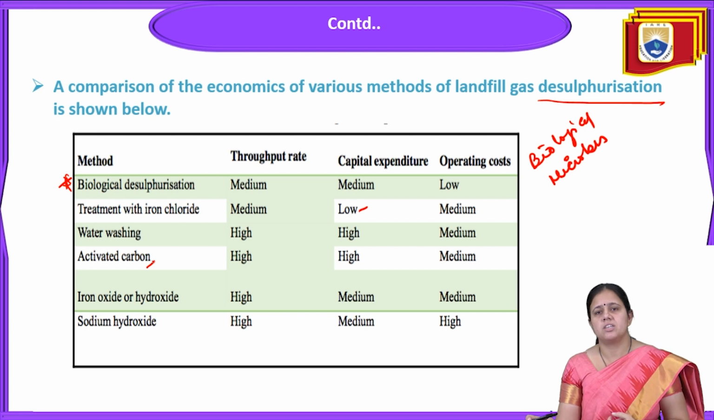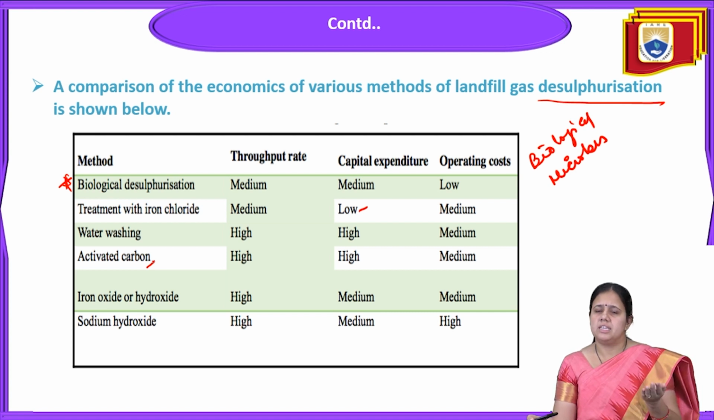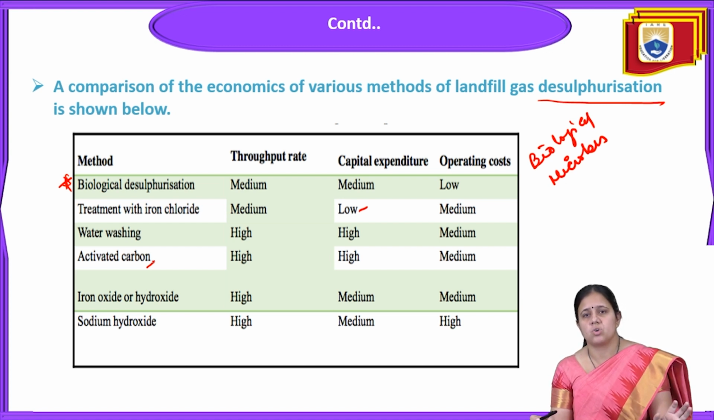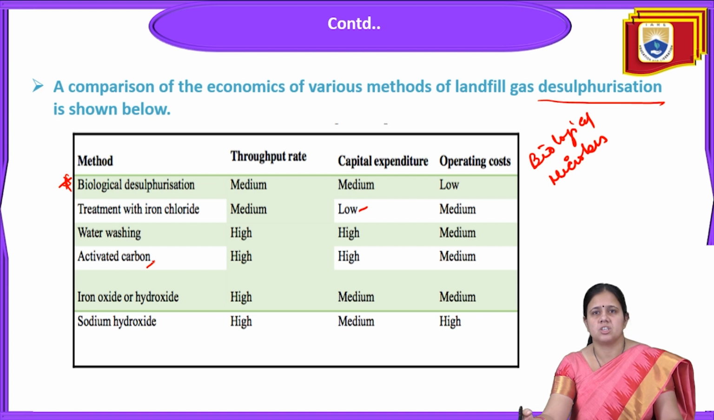In case of iron oxide or some hydroxides, and in case of sodium hydroxide, the rate is also high. So when we go with water washing, activated carbon methods or iron oxide, the throughput rate is high and capital expenditure is sometimes high, and the operating cost is medium or less. So this is a comparison of the economics of the various methods of landfill gas desulfurization, and which method can be adopted is based on the operating cost also.